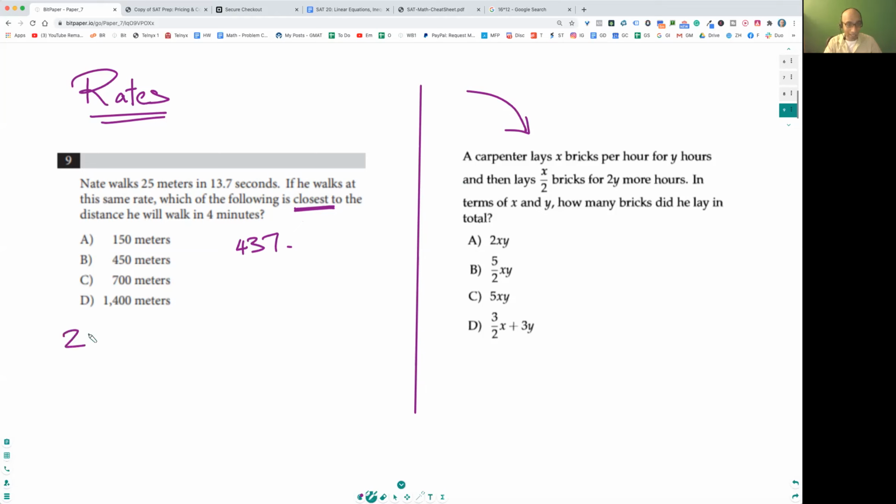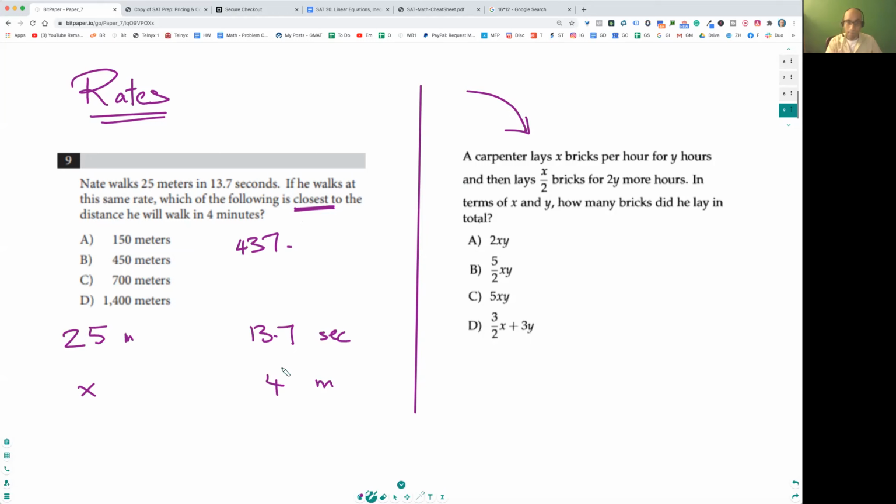So remember, again, this is a ratio problem. This is 25 meters by 13.7 seconds. Then you're given how much distance he will walk, so now you have X over here, because this is meters, in 13.7 seconds. Now here it comes to 4 minutes.